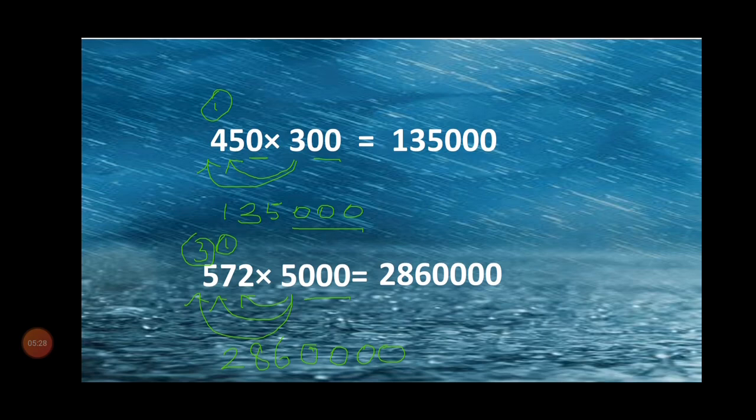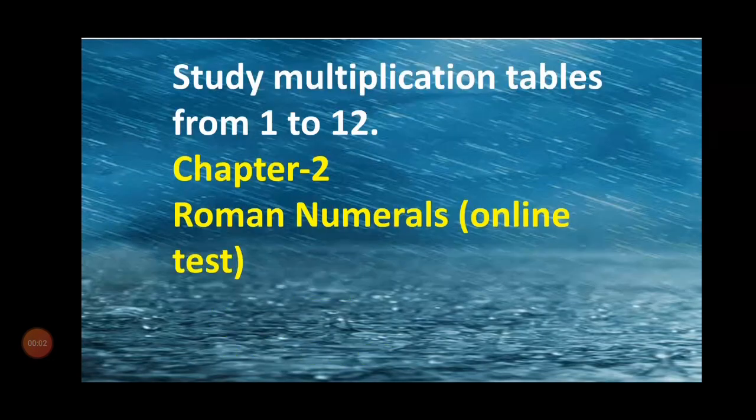So 286000. Okay. Finally what do you get now? 28,60,000. This is the answer. Have you understood all those things? It's very easy to write. Then you will be free.